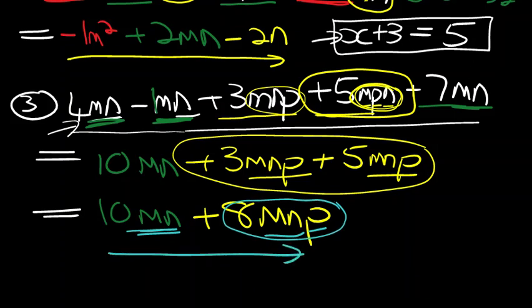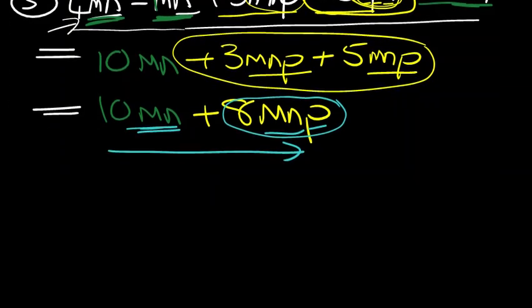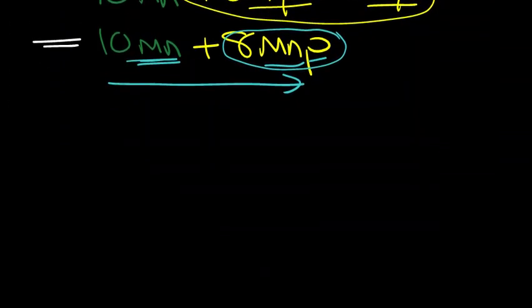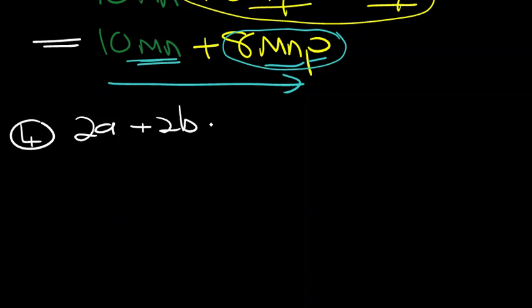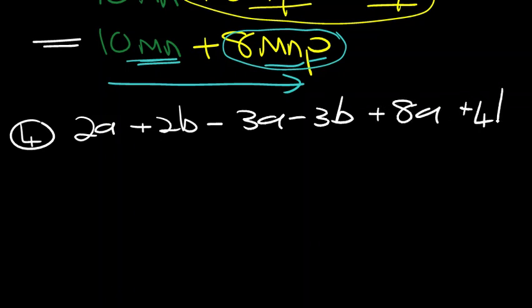Okay, let's do a final one, so that we can just make sure we understand what's going on here. Okay, the fourth example. Let's look at this. It's 2a plus 2b minus 3a minus 3b plus 8a, and plus 4b. This would probably not be too difficult for you at this stage, but let's just revise this.